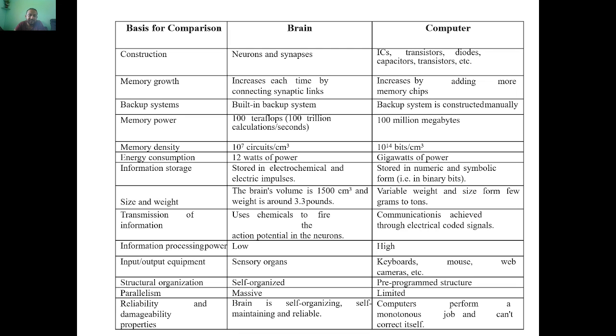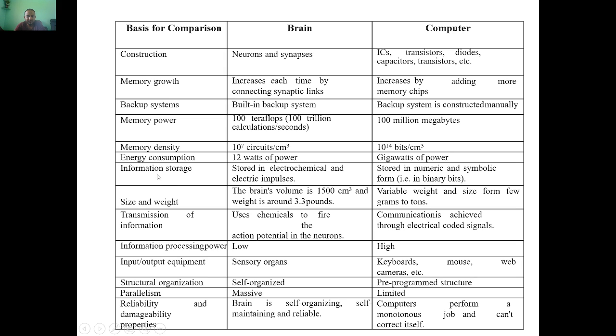Next, memory density. Here it has a memory density of 10 to the power 7 circuits per cm square. That means if you are keeping the circuits in that particular area, 10 to the power 7 circuits per centimeter square, here it will be 10 to the power 14 bits. Here it is circuits, here it is bits per centimeter square. Whereas here energy consumption is 12 watts of power, here it is gigawatts of power. So all of these are approximately calculated with some scientific evidence.